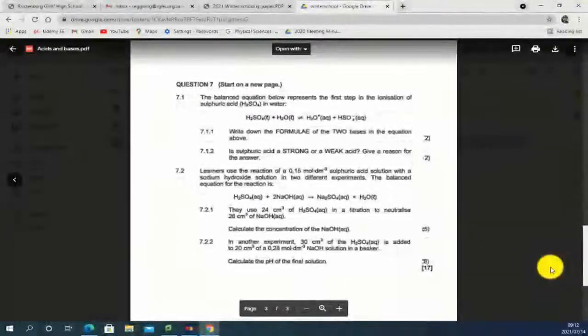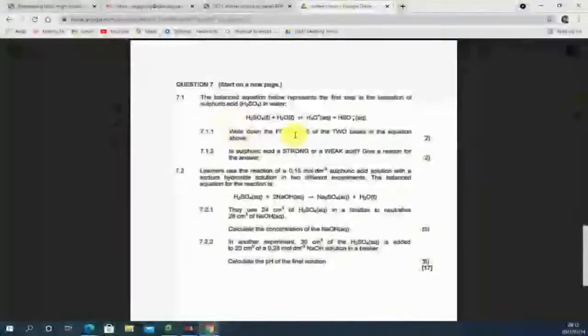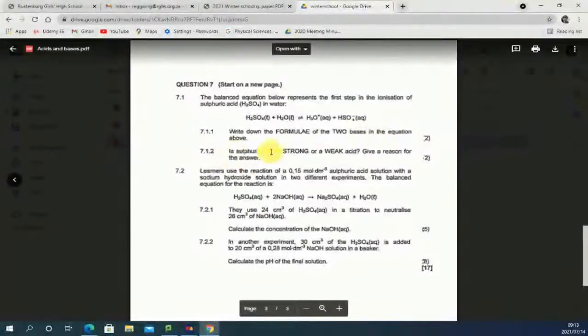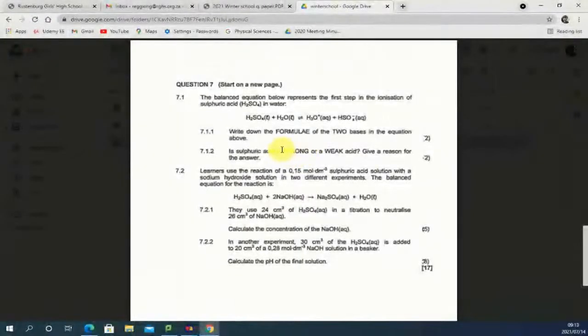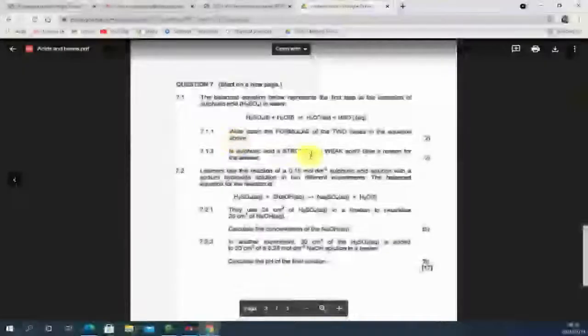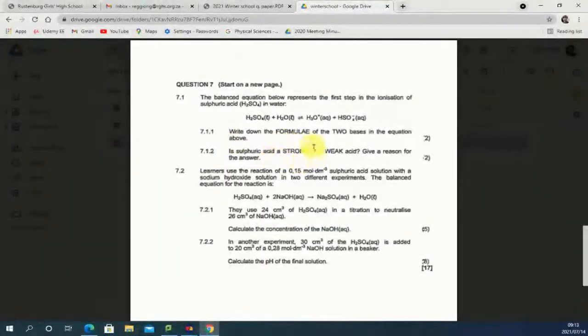That is the question we're busy doing. They asked you, so we wrote down the formula of two acids, of the two bases, and the next question was, is sulfuric acid a strong or weak acid? Give a reason for your answer. So a strong acid ionizes completely, and a weak acid ionizes partially. So if I give a reason for the answer, is sulfuric acid strong or weak? We will say that sulfuric acid is a strong acid because it ionizes completely in water. Okay? Sulfuric acid is a strong acid because it ionizes completely in water.